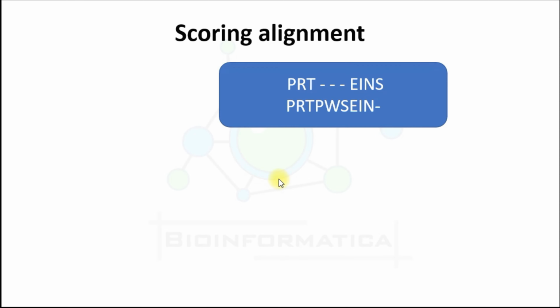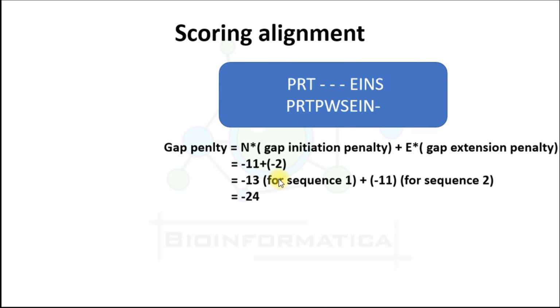Let's see an example of scoring alignment and how it works. Here are two sequences. Let's score them. We studied that the gap penalty is the gap initiation penalty plus the gap extension penalty. So here, let the gap initiation penalty be -11 and the gap extension penalty be -1. We'll add -11 as the gap initiation penalty for sequence 1, and -1 for this gap and -1 for this gap comes to -2. It totals -13 for sequence 1.